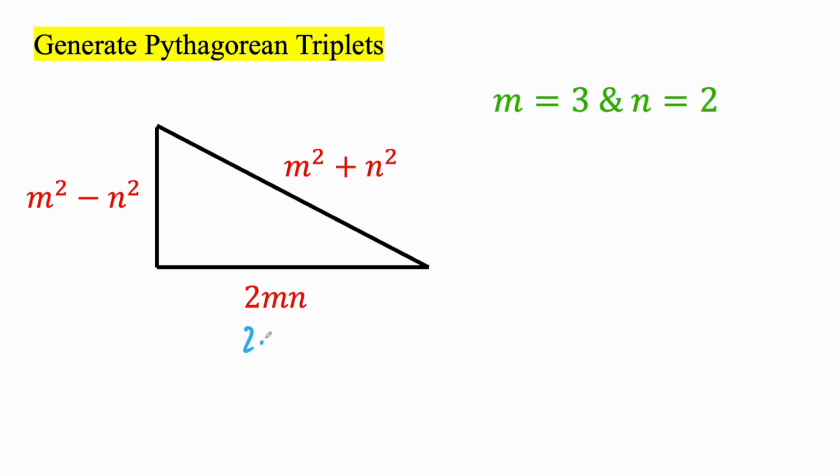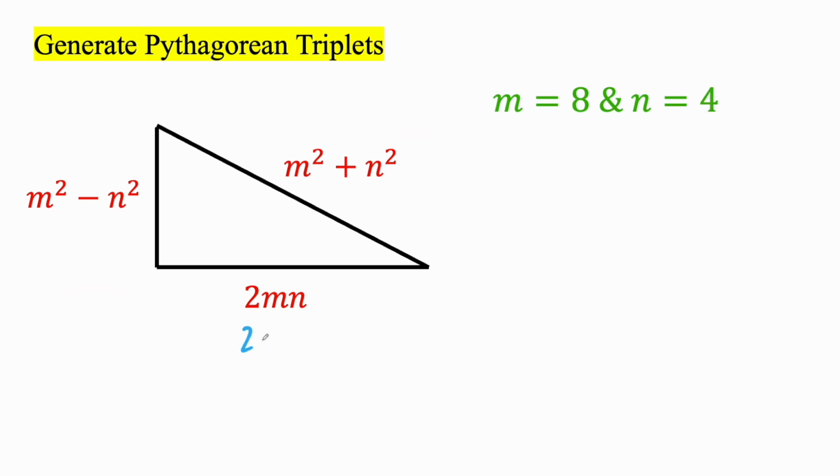So we have 2 times 3 times 2, and we know 2 times 3 is 6, 6 times 2 is 12, so we get 12. Likewise, 3 squared minus 2 squared, 3 squared is 9, 9 minus 4 is 5. And then 3 squared plus 2 squared, so we get 9 plus 4 is 13. So another example, 5 squared plus 12 squared is equal to 169, and the square root of 169 is 13.